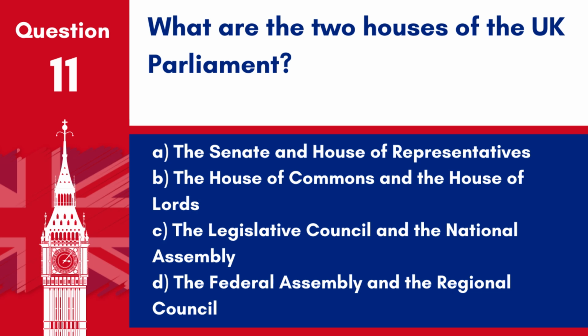Question 11. What are the 2 houses of the UK Parliament? A. The Senate and House of Representatives. B. The House of Commons and the House of Lords. C. The Legislative Council and the National Assembly. D. The Federal Assembly and the Regional Council.